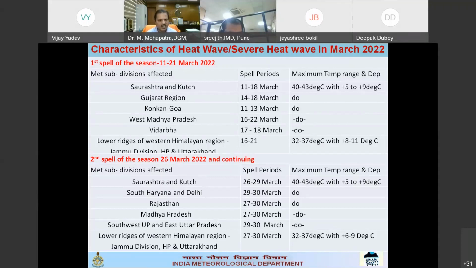The second spell commenced from 26 March. It also commenced from the western part of the country, like Saurashtra and Kutch. Then it prevailed over Rajasthan, Madhya Pradesh, Southwest UP, East Uttar Pradesh, and the lower regions of the Western Himalayan region like Jammu Division, Himachal Pradesh, and Uttarakhand. And the same conditions are continuing today.